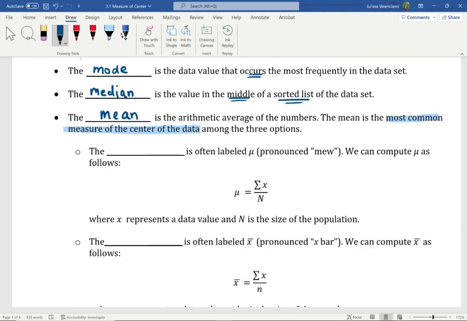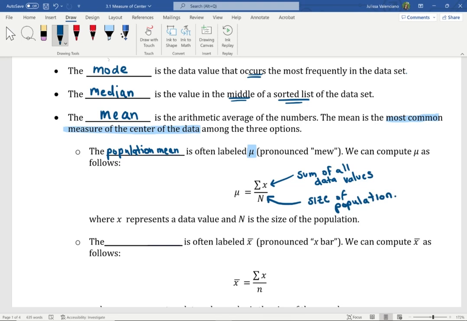Now, let's talk about how we calculate the population mean. The population mean, which is labeled using the Greek letter mu, is computed as follows. We're going to take the sum of all x values, that is the sum of all the data values, and we're going to divide it by capital N. Here, capital N represents the size of the population. You can also think of the number of data values that you have.